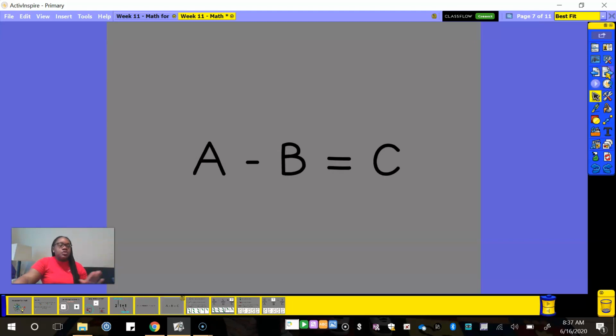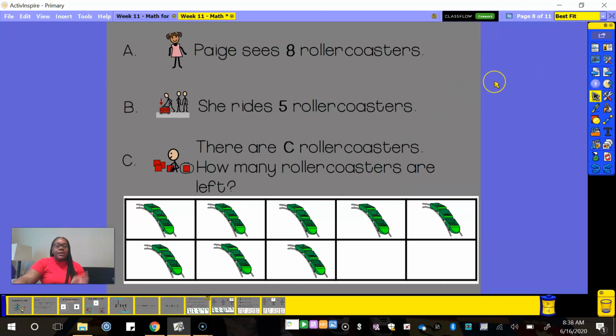So whenever we have a subtraction sentence, it's going to be laid out the exact same way every time, no matter what, okay? So you're going to have your A minus B equals C. I want you to say it with me, okay? A minus B equals C. So when we have word problems, there are always going to be 3 parts to our word problem. All right? You're going to have a part A, a part B, and a part C. So let's look at this word problem on our page right now.